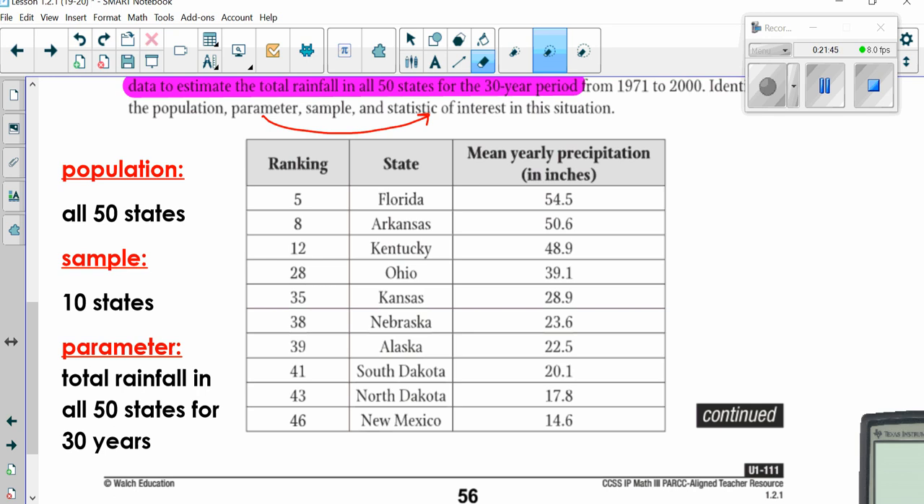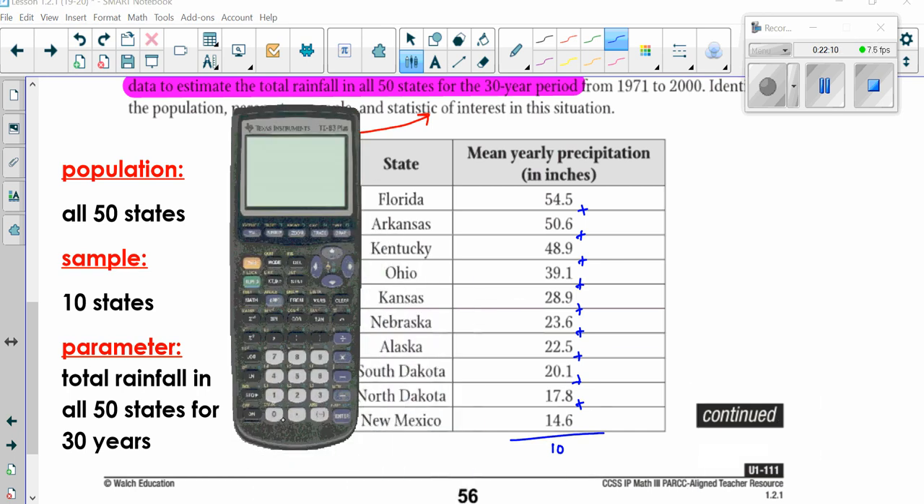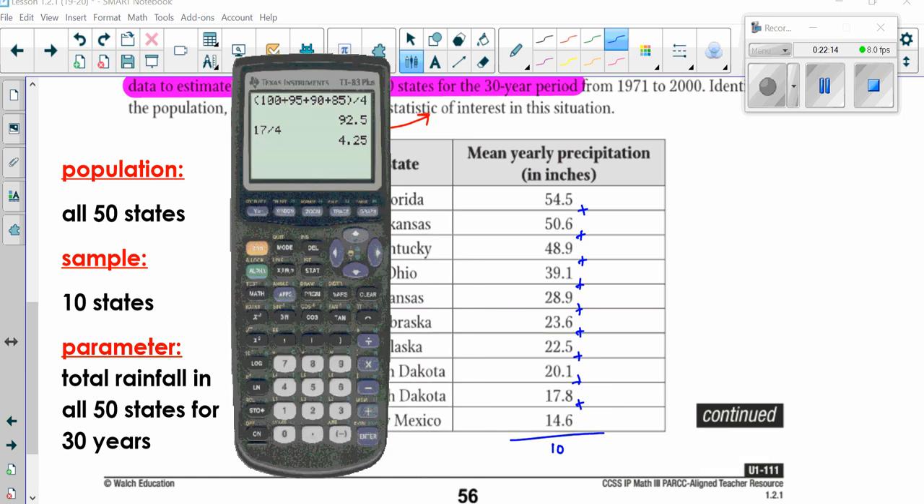Okay, so now that we've identified all of those, we need to actually figure out this statistic of interest. What we actually want to do first is add all of these. I'm just going to put plus signs in here, so we're adding up all of these numbers. And since there's 10 of them, we're going to add them up and divide by 10. Make sure you do that too, just to make sure that I don't put one of these numbers in incorrectly. Let's see.